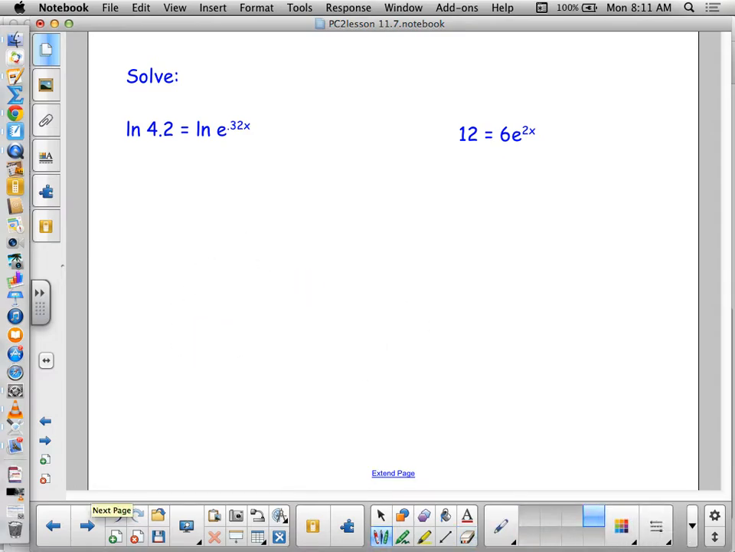So if I see this, ln of 4.2 equals ln of e to the 0.32x, I get ln of 4.2 equals 0.32x. I divide both sides by 0.32, and I've got x. It's really that simple. That's all you have to do.